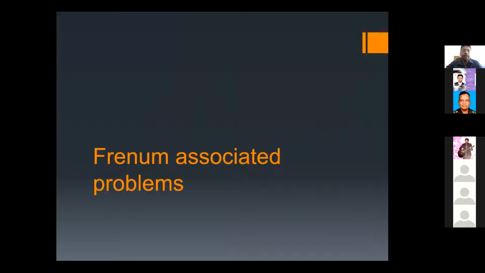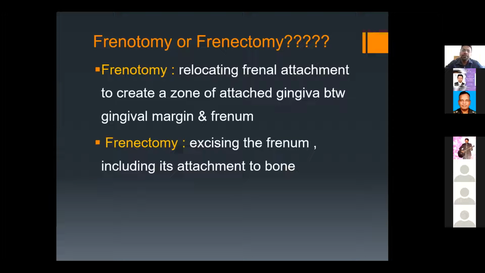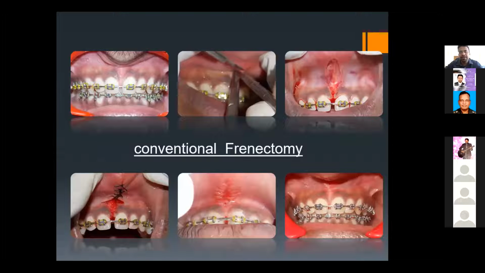Okay. Let's see frenum-associated problems. Let's see the difference between frenotomy and frenectomy. Frenotomy is relocating the frenal attachment to create a zone of attached gingiva between the gingival margin and frenum. Frenectomy is excising the frenum, including its attachment to the bone. Now let's see a case of conventional frenectomy. This is a pre-operative photograph showing a high frenal attachment. We have performed the conventional frenectomy, and this is a post-operative photograph.